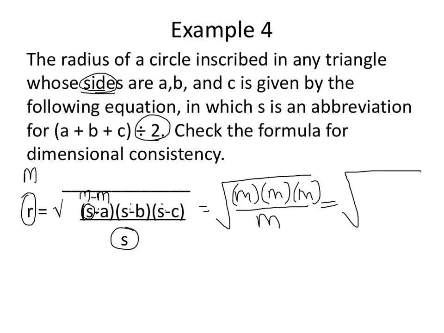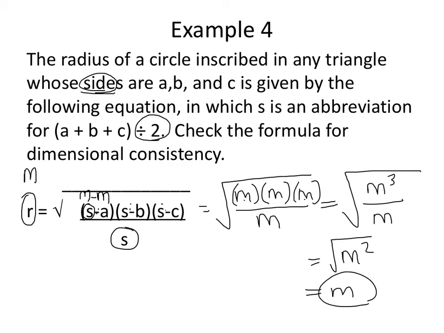And then I'm going to divide by meters. Now, we know that if we take a length times a length times a length, we get a volume, right? Meters cubed. And we still have a length. If I take a volume divided by a length, meters cubed divided by meters, I get meters squared. And if I take the square root of meters squared, I get meters. So the right-hand side of the equation, the units will be in meters. The left-hand side will be in meters. The formula is dimensionally consistent.